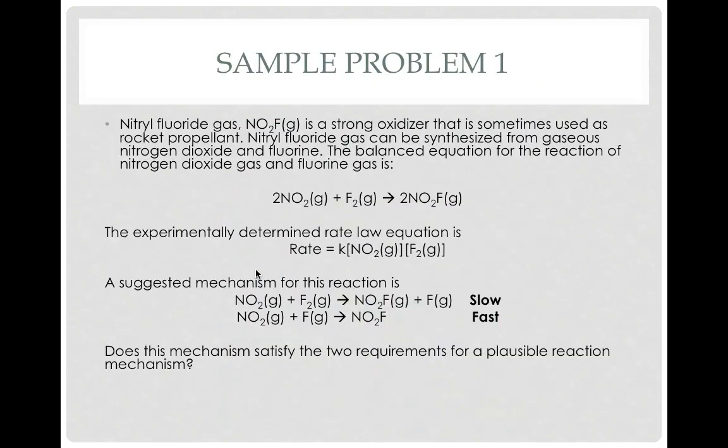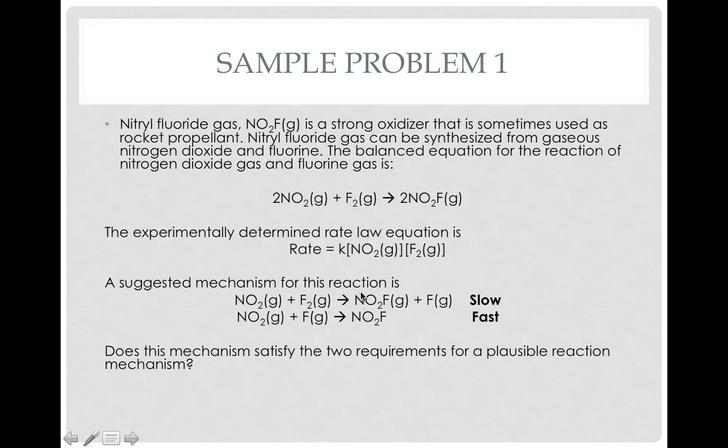Now, we're going to go through and try two sample problems to try to reinforce this concept. So in here, nitryl fluoride gas, NO2F, is a strong oxidizer that is sometimes used as a rocket propellant. Nitryl fluoride gas can be synthesized from gaseous nitrogen dioxide and fluorine. The balanced equation for the reaction of nitrogen dioxide gas and fluorine gas is 2NO2 plus F2 yields 2NO2F. The experimentally determined rate law is R equals K times the concentration of NO2 raised to the power of 1 and F2 raised to the power of 1.